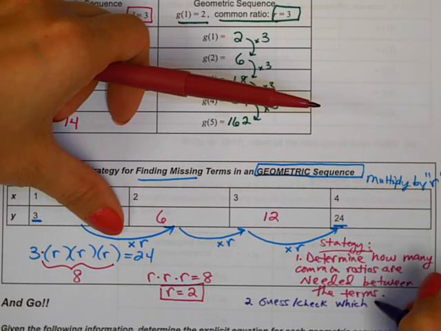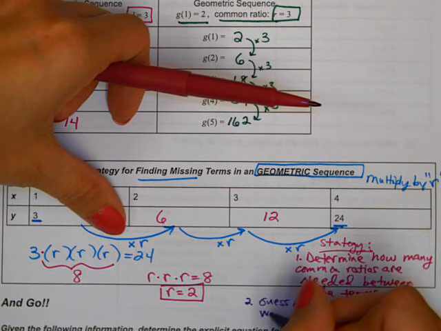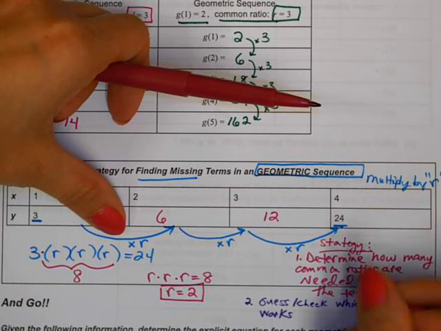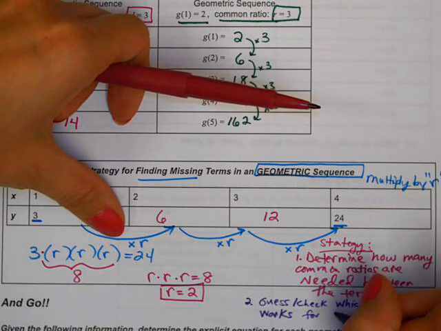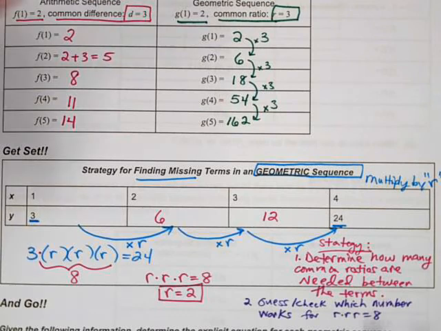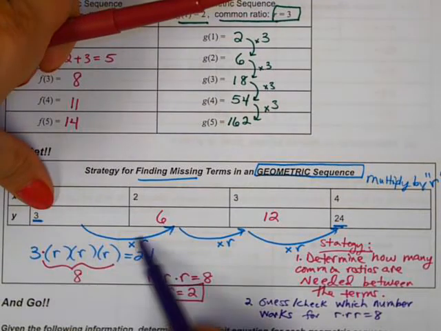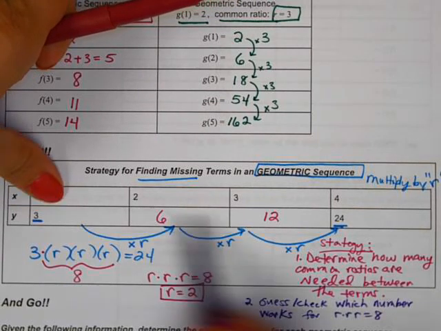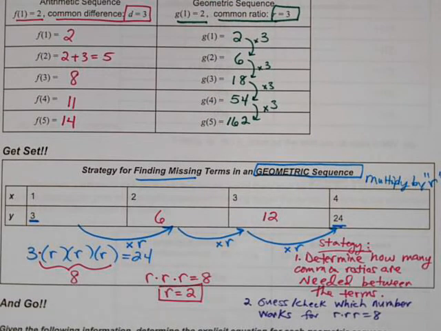which number works for r times r times r equals 8. Okay. And then don't forget to try them by plugging in that common ratio there to see if it actually fills in your table correctly. Okay, that's also part of the checking.